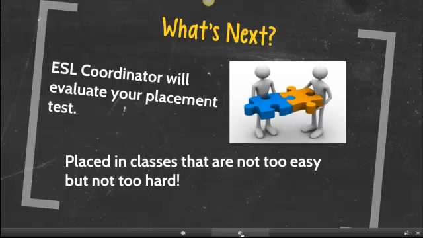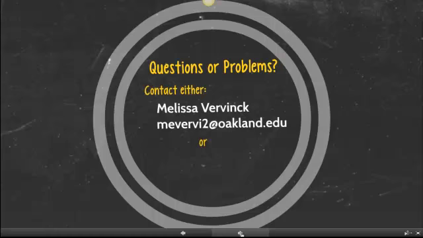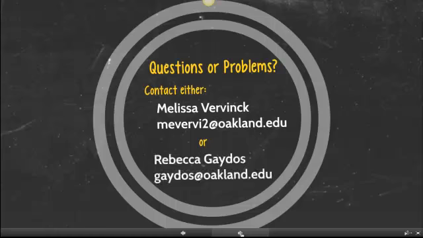As I said earlier, we want your experience at Oakland University to be the best that it can be. And one way to ensure that is to make sure that you are placed at an appropriate level for you to learn and become proficient in English. If you have any questions or problems, please contact either Melissa Vervink or Rebecca Gatus. Their email addresses are listed at the top of the ESL online placement test.